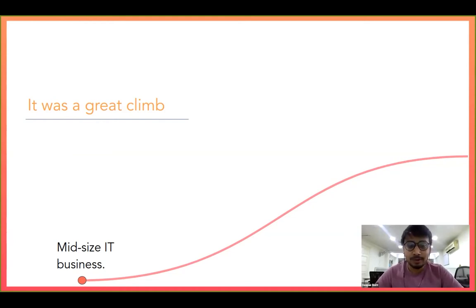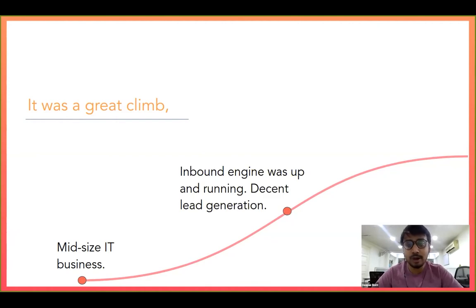Their inbound engine was up and running, generating a decent amount of leads every month. They were converting, good quality, everything was there. The business was growing with inbound. We were churning out webinars, content, case studies, PDFs, lead magnets, everything was happening. So the inbound was going very well. This started in 2011 and continued until 2015, 2016. There was constant growth because of inbound.